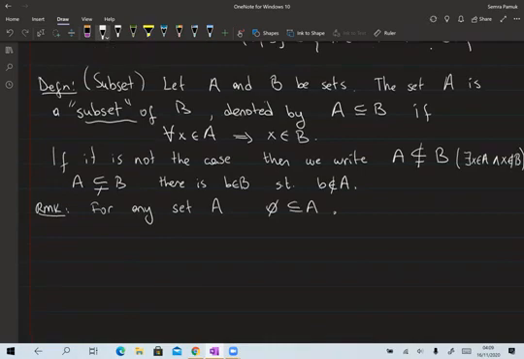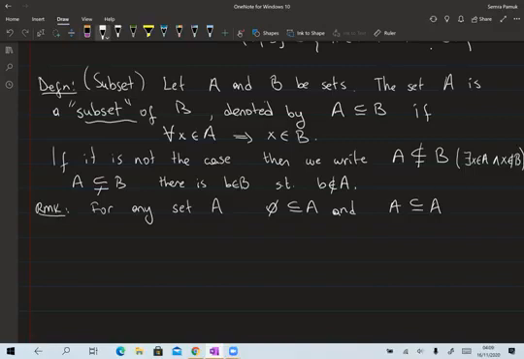Okay, so for any set, a set is a subset of itself. So how am I going to show that? We will ask you lots of questions like this, proving that a set is a subset of some other set.